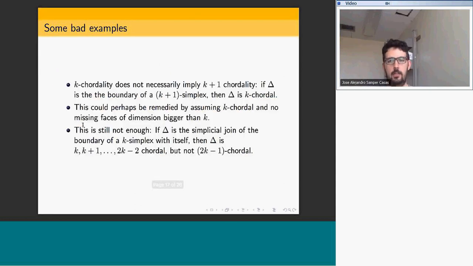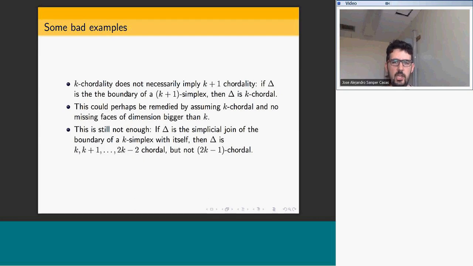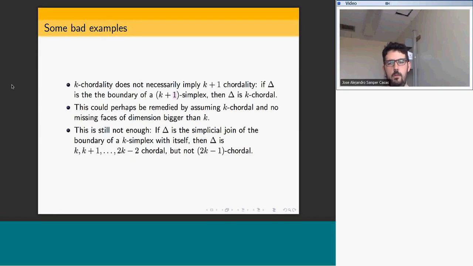So, simplex. If you take any proper induced subcomplex, you actually get something which is a cone. It's one chordal because it's a k plus 1 sphere, and all the other proper induced subcomplexes are going to work, but it has no homology, so chordality does not go up.